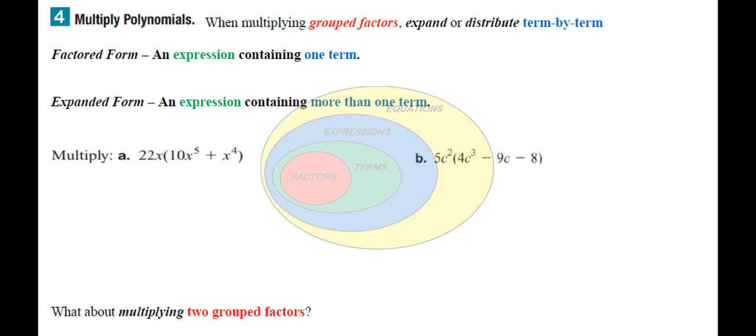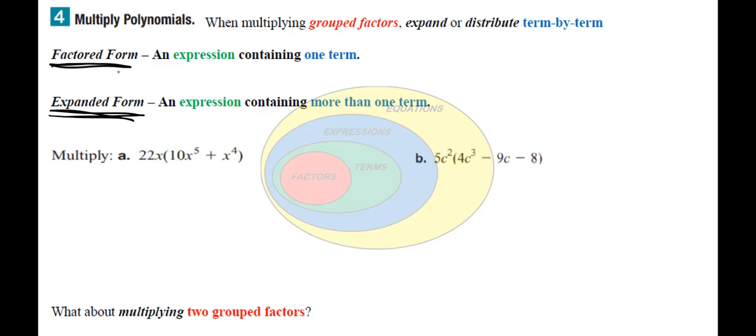Okay, when multiplying polynomials with grouped factors, we want to expand or distribute term by term. A grouped factor, again, is a factor that has more than one term in it, and we'll see that here. Some of the terminology I'm going to be talking about is factored form and expanded form.